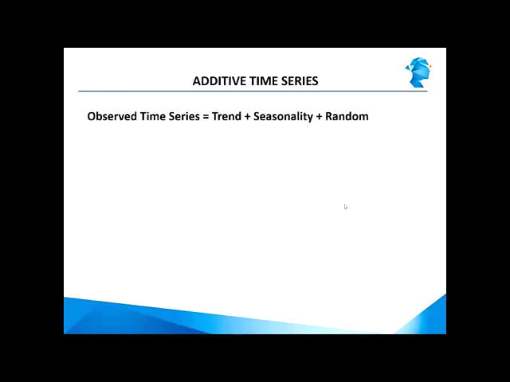And what does that imply mathematically? Mathematically, that means that all three components of the time series, the trend, seasonality, and the random part of the time series, can simply be added up to describe the original or the observed time series. So an additive time series, as the name implies, is one in which the components can be added up to describe the observed time series.